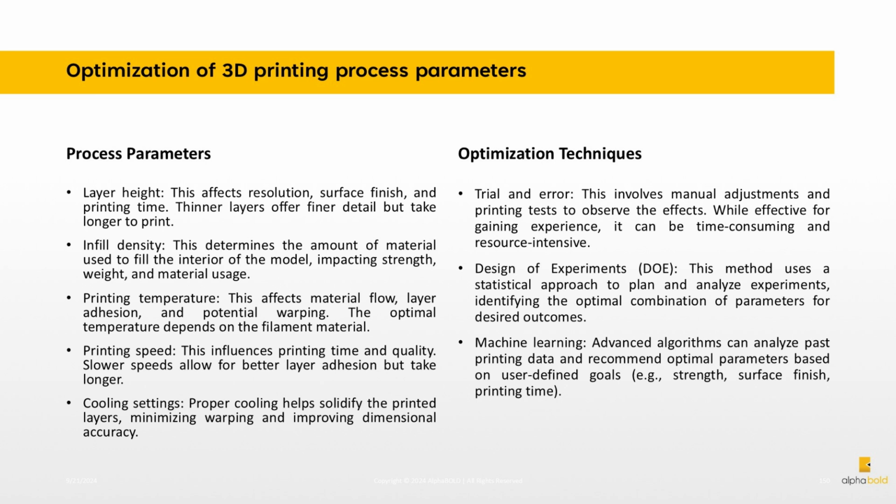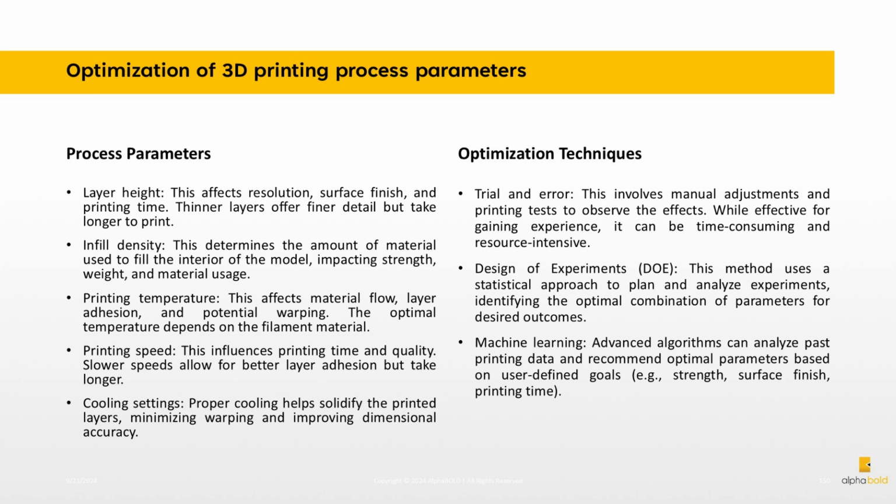Optimization techniques. Trial and error. This involves manual adjustments and printing tests to observe the effects. While effective for gaining experience, it can be time-consuming and resource-intensive. Design of experiments, DOE. This method uses a statistical approach to plan and analyze experiments, identifying the optimal combination of parameters for desired outcomes. Machine learning.